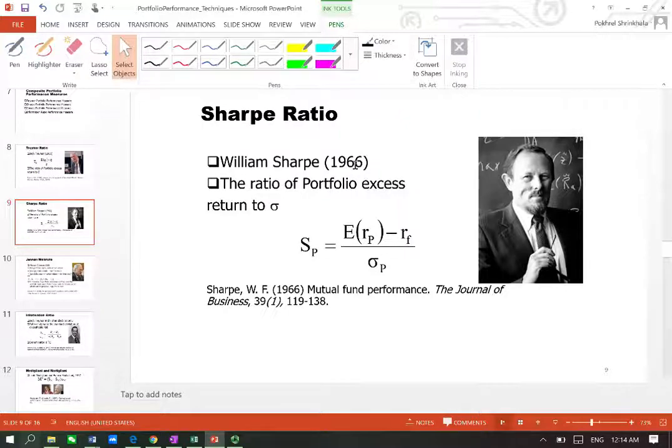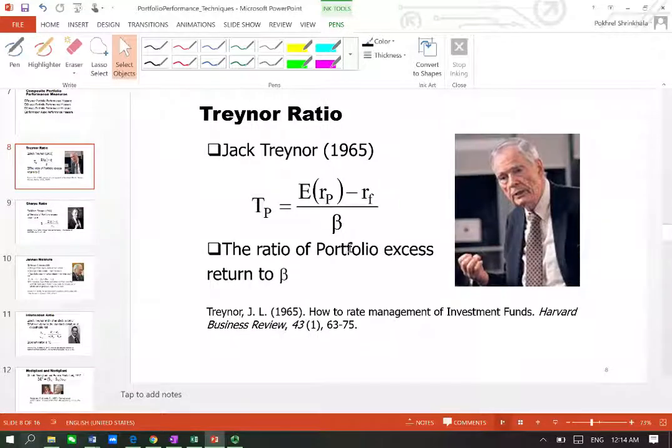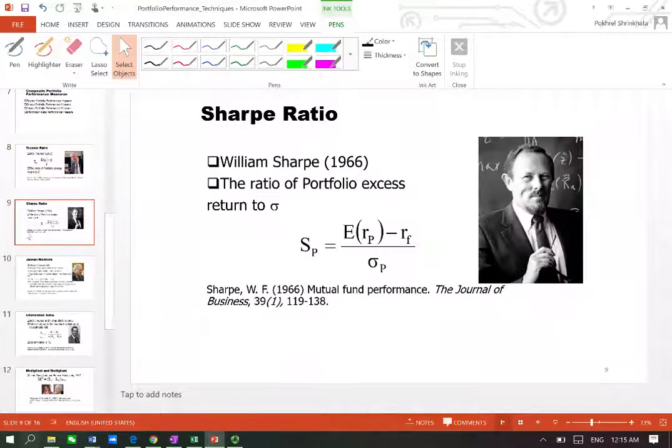So Sharpe conceived of a composite measure to evaluate the performance of mutual funds in this paper. The measure followed closely his earlier work on the capital asset pricing model, but in this one he deals specifically with the capital market line, okay, not the security market line as is the case for Treynor.